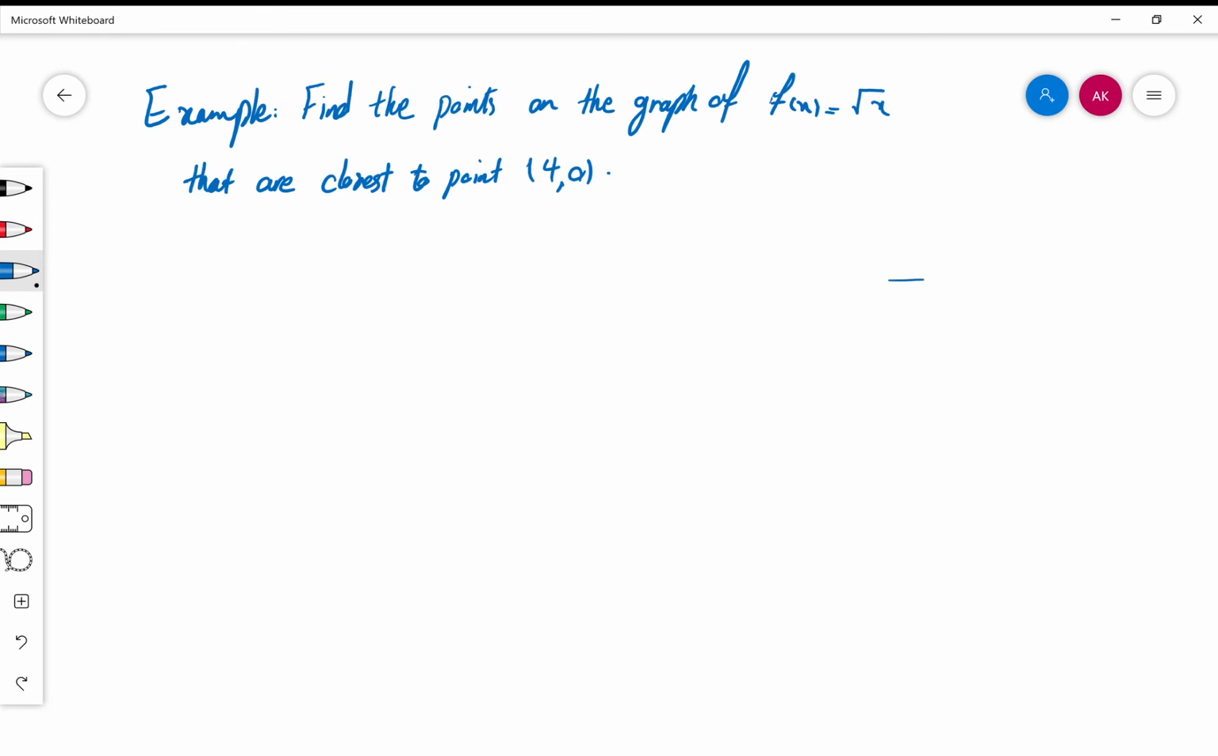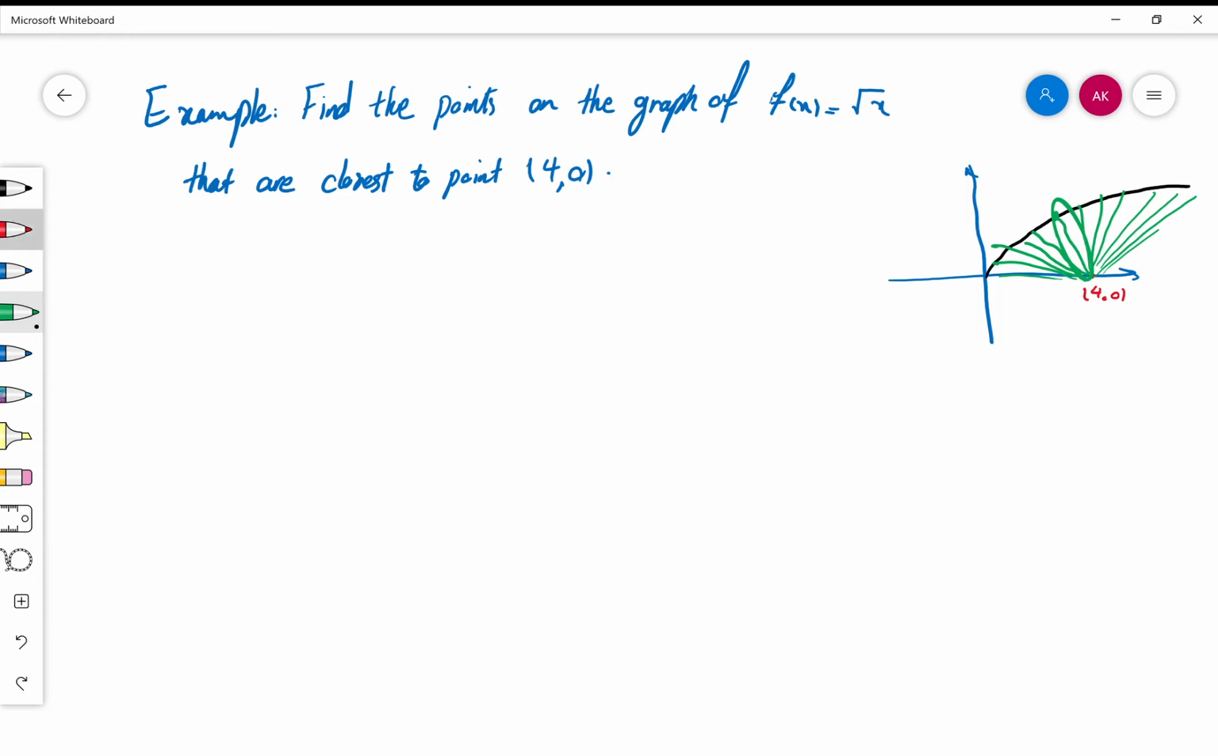Well, if you just sketch the graph of root x, it looks something like this. And then the point (4, 0), let's say somewhere here. What the question asks is to find the distance of these points, which gives you the smallest. If you go to different values, you see that it will have different distances, but the problem looks for the smallest. What point is the closest to (4, 0)?